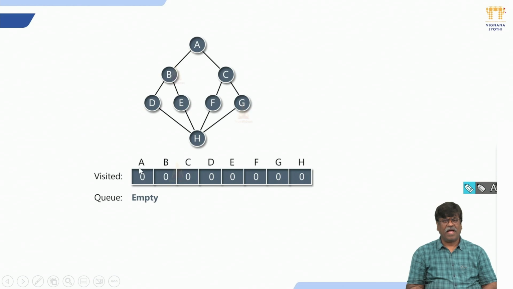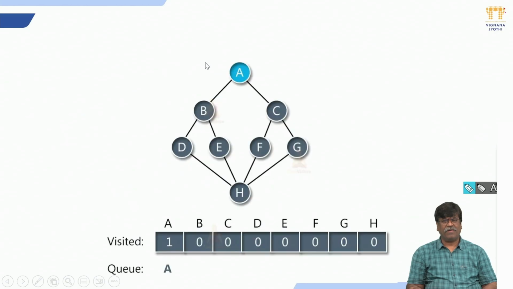Initially I can keep all the vertices A, B, C, D, E, F, G, H as visited 0, and there is no data in the queue. It is empty. I am starting from A. So now I visited vertex A. A is visited, so you can mark this as visited. The visited list represents 0 or 1. 0 means not visited, 1 means it is visited. So the vertex A is visited and A is inserted into the queue.